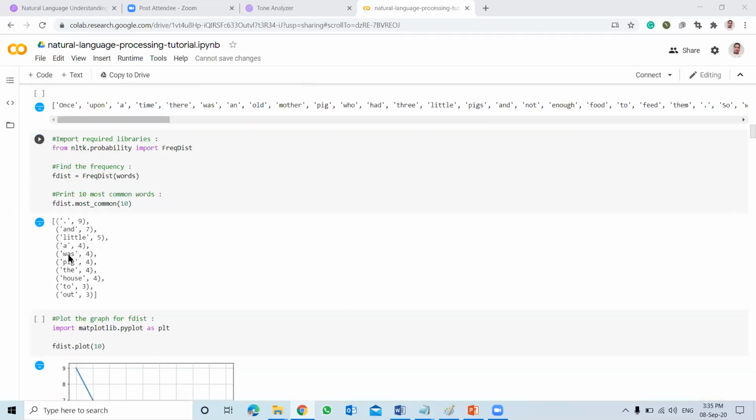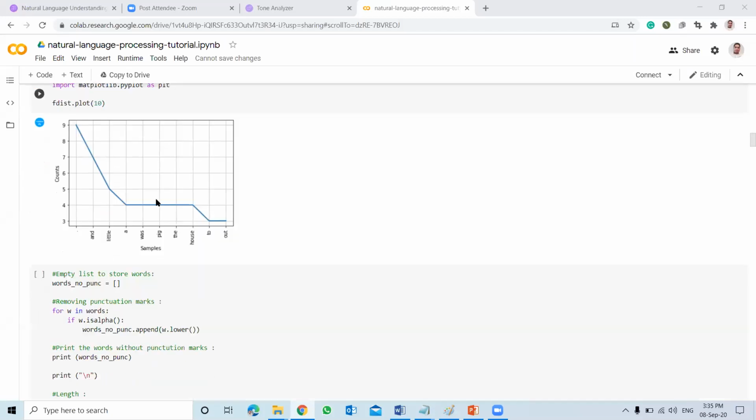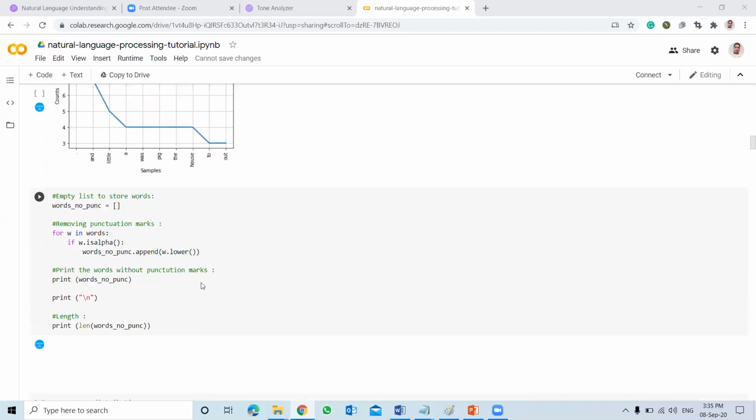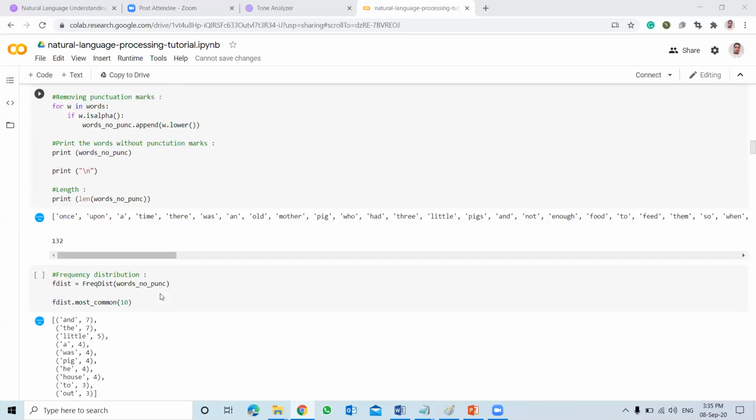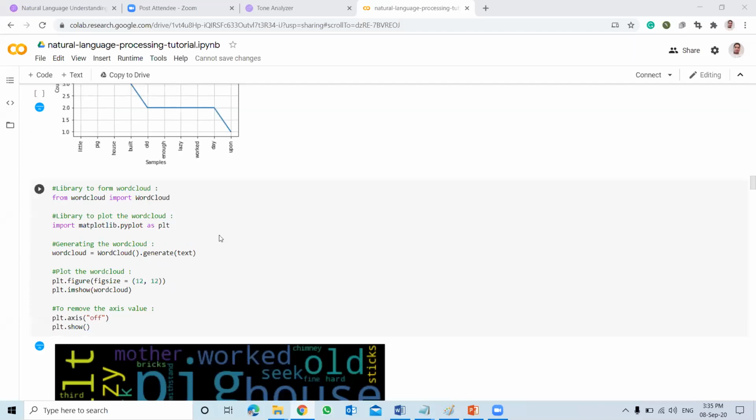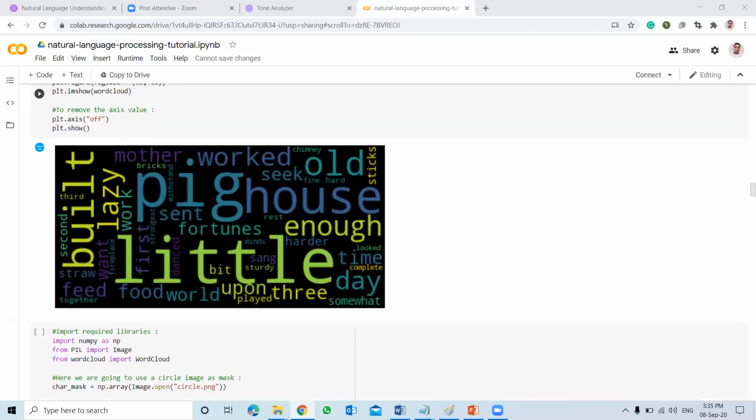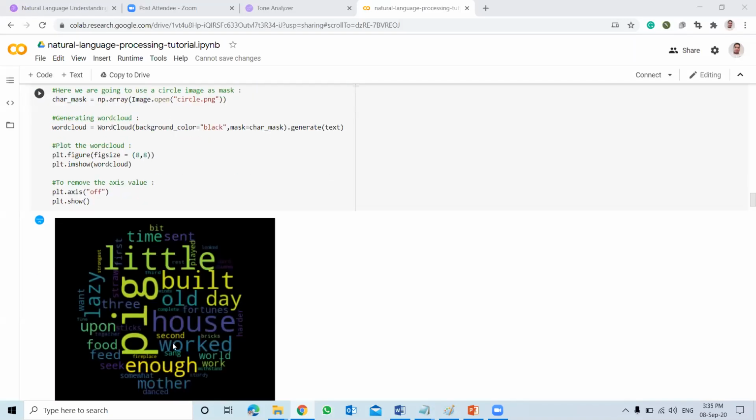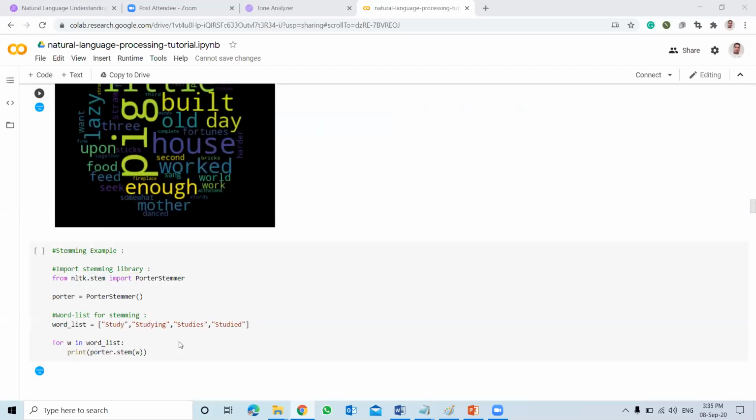Then we find the frequency of each keyword and convert it into a graph. So we can easily identify how many times each word appears. Finally, with the help of this, we can make a word cloud. You can see the word cloud here, showing which words have higher frequency. Here pig, house, and enough have higher frequencies. This way, we can perform these operations.